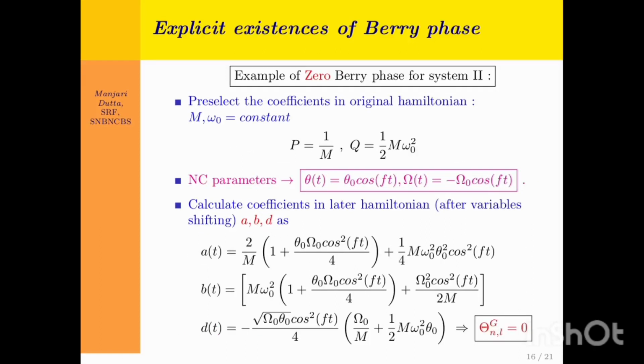This is the example of the second system, where non-commutativity is necessary to form a geometric phase. That means, according to the structure of this model system, the geometric phase should exist when the non-commutative parameters are non-zero. Let us verify it. Like the previous case, we also set the coefficients of the original Hamiltonian as constants and the non-commutative parameters are non-zero periodic functions of time. Still, the phase is found to be 0.